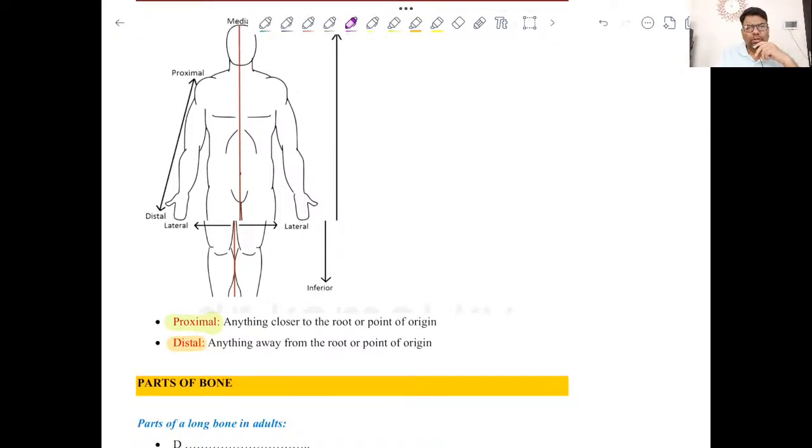So if we are talking in terms of a reference landmark, if the structure is closer to that reference landmark, we will call it proximal. And if the structure is at a distance or farther away from that reference landmark, we will call it distal, right? So anything closer to the root or point of origin or the reference point is proximal, and anything away from the root or point of origin or the reference point is distal. So again, you can think of proximal radial ulnar joint, distal radial ulnar joint.